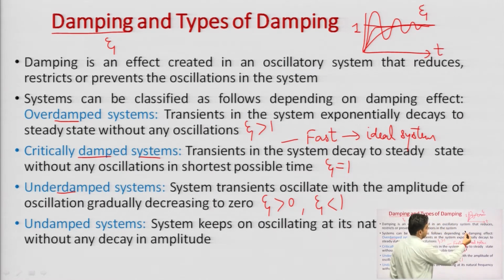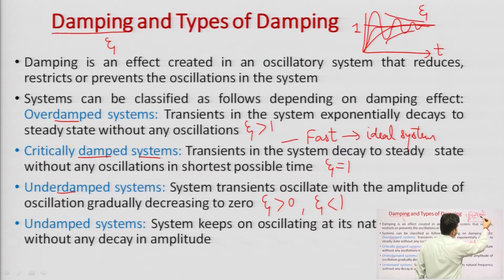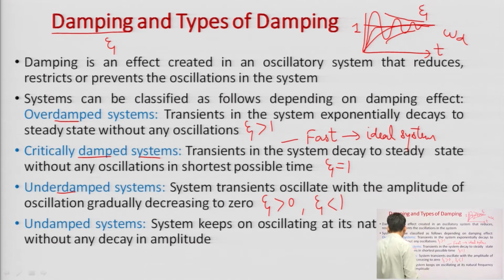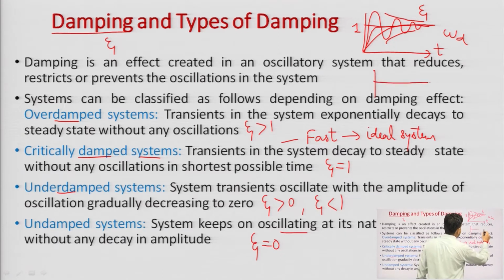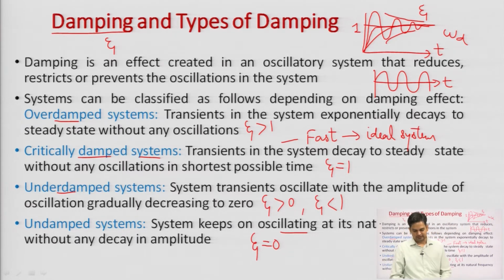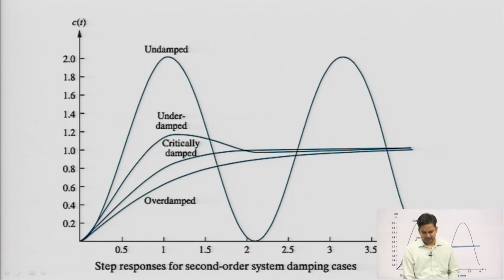In that case I will get a damped frequency, that would be omega d. We discussed what omega d is. In the undamped system, zeta is equal to 0 and you will get a sustained oscillation as the output. It means whenever zeta is equal to 0, I will get a sustained oscillation at the output. So, we will see the response of this.